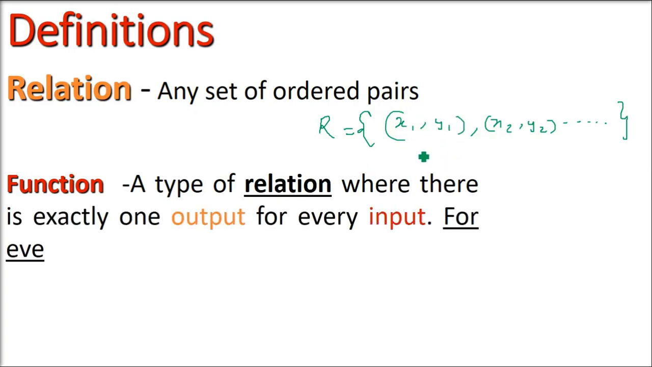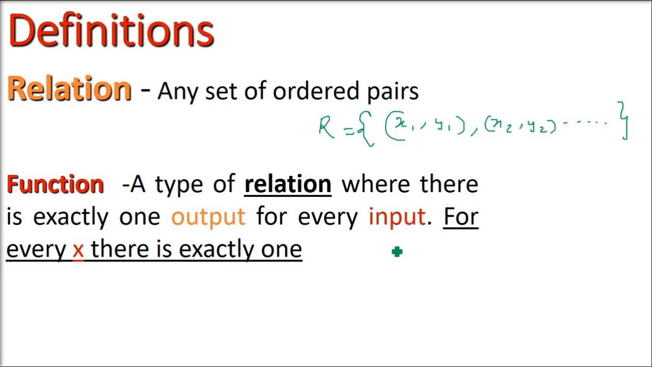A function is a type of relation where there is exactly one output for every input. That is, for every x, only one y will be there, a unique y. For unique x, unique y. For every x, there is exactly one y.